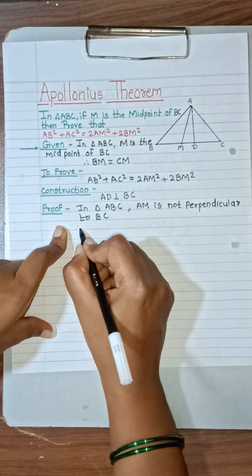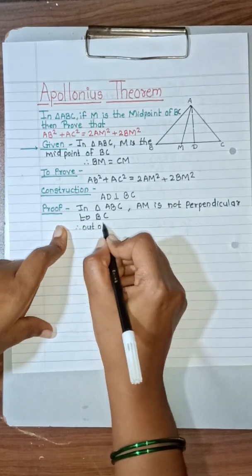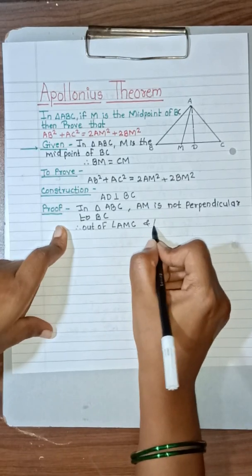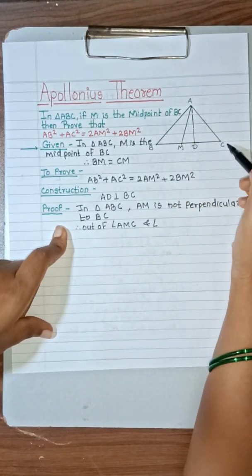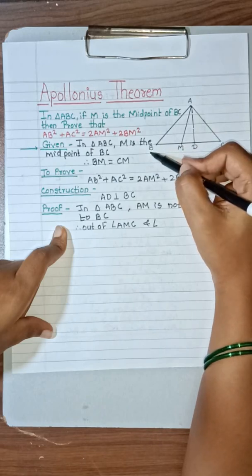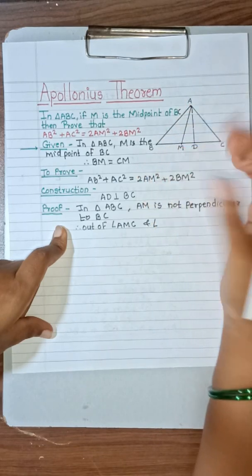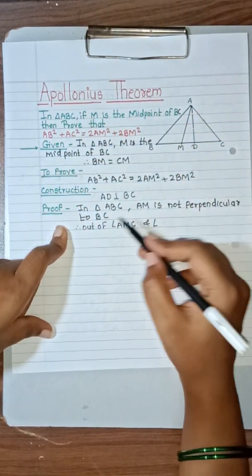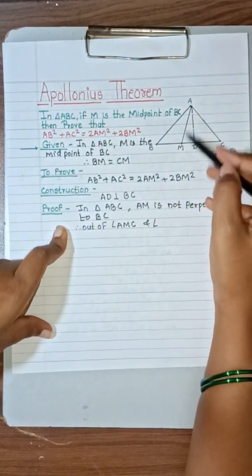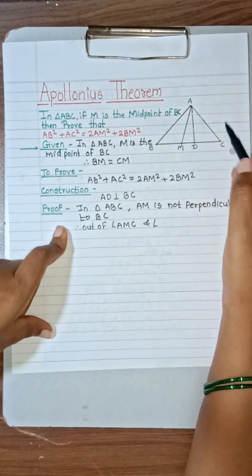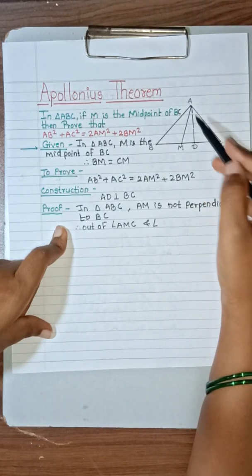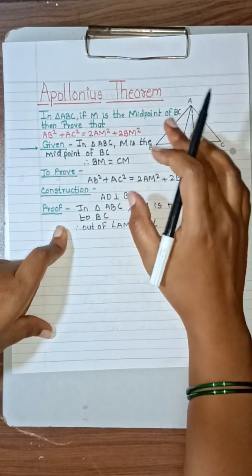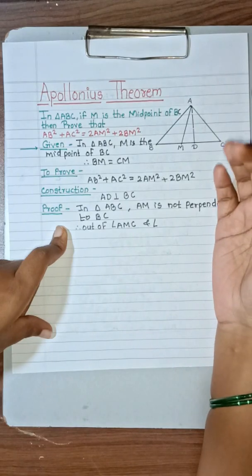Then out of angle AMC and AMB, one angle is an acute angle and the other will be the obtuse angle. When we consider that AM is not perpendicular, what is going to happen? Angle AMC and angle AMB, either one will be the acute angle and the other one will be the obtuse angle.